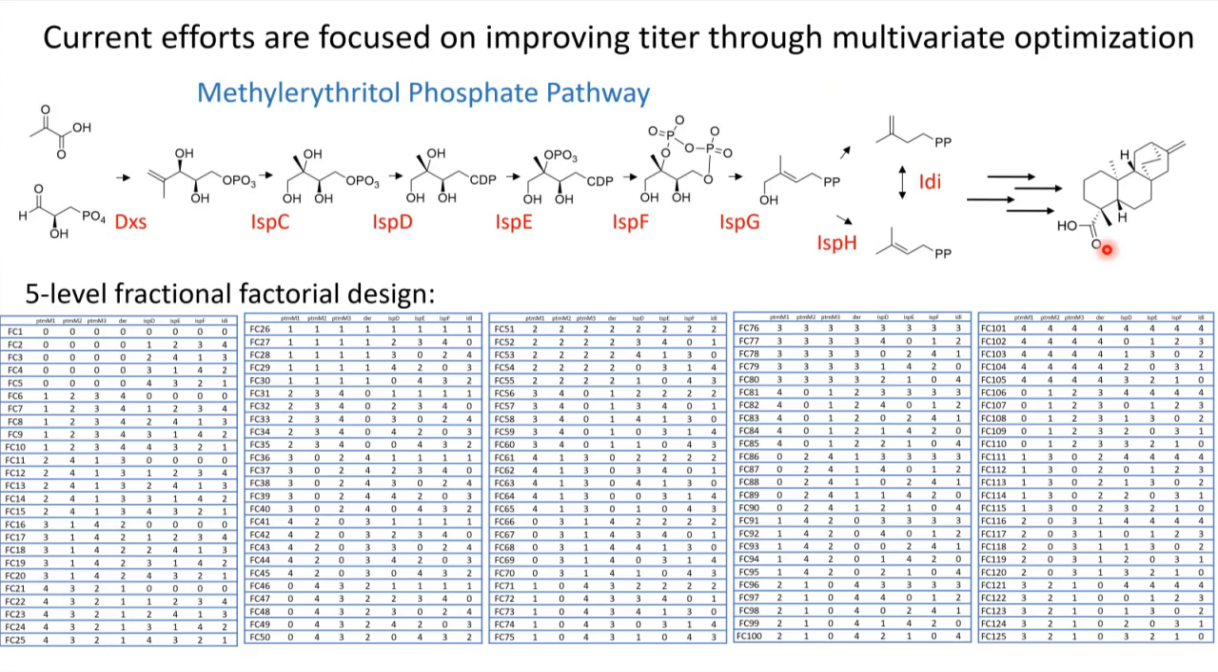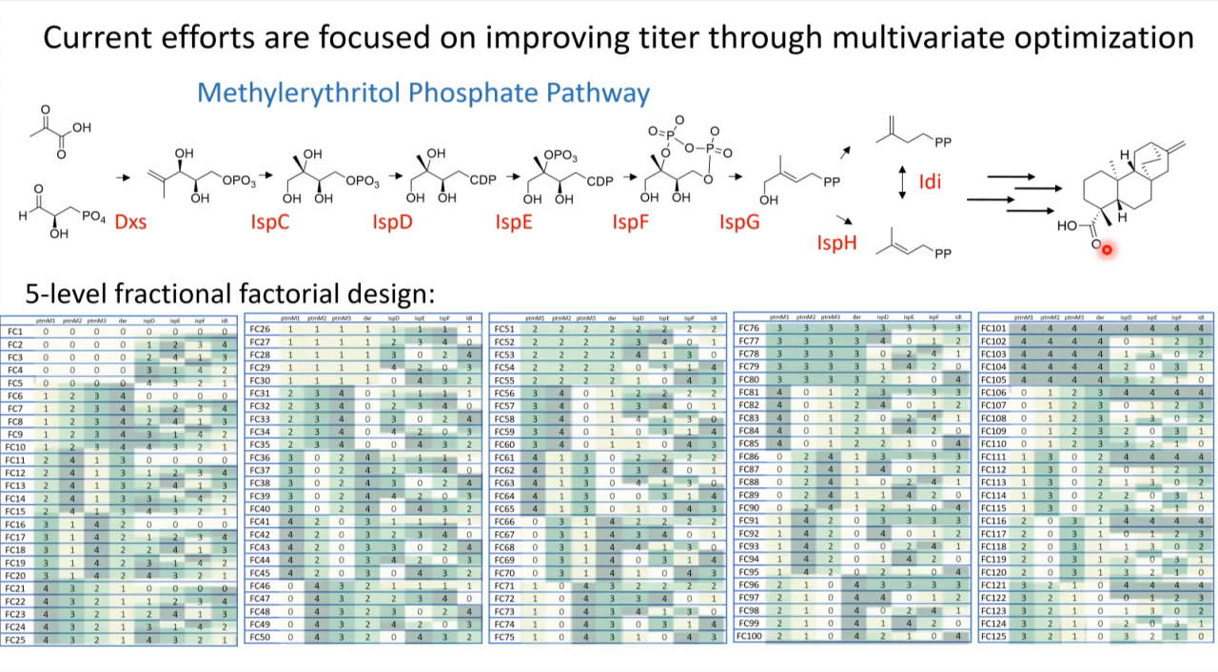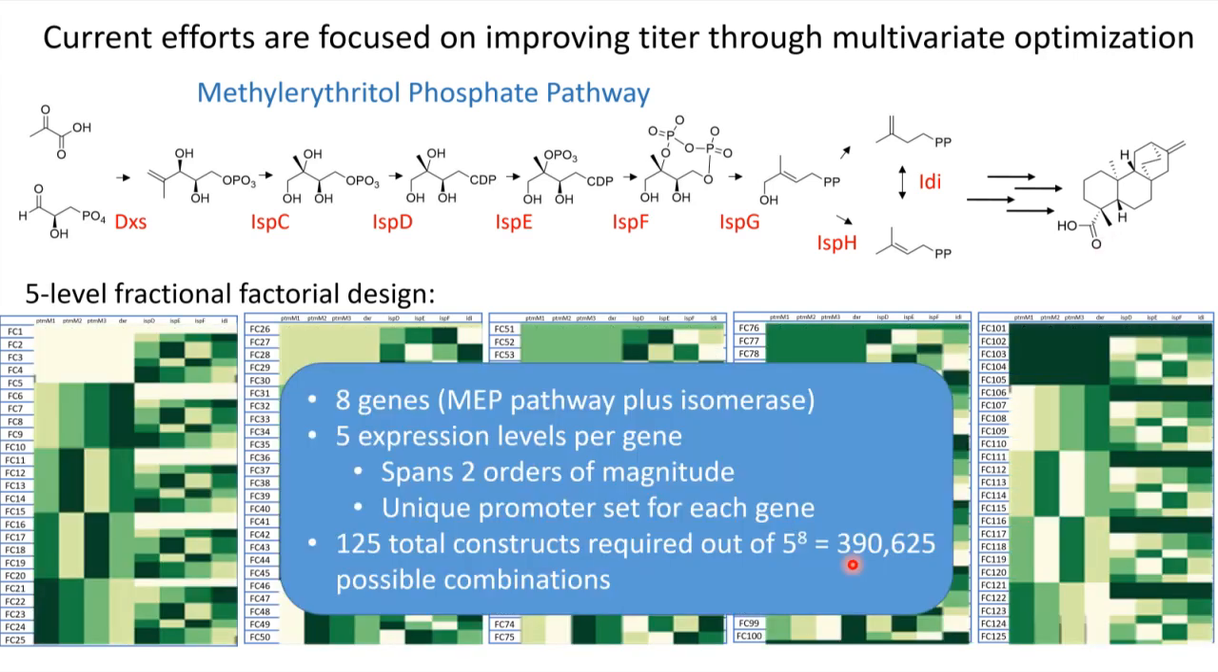We design cistrons for each of those genes that provide expression at one of 5 different expression levels. You can imagine from low, medium, to high. And with 5 possible expression levels of 8 genes, there's a total of nearly 400,000 combinations of expression levels that we would have to build and test if we wanted to survey the entire landscape of that multivariate space.